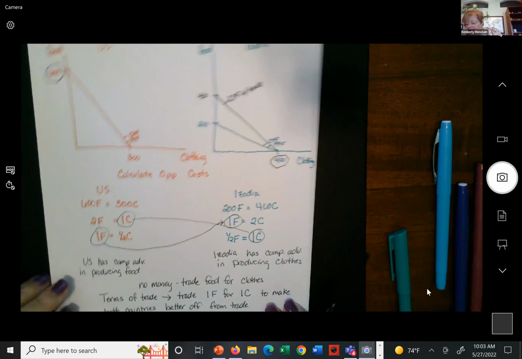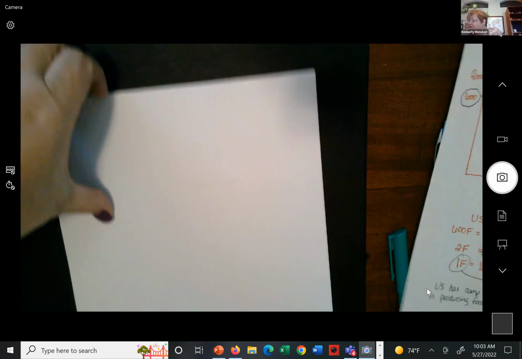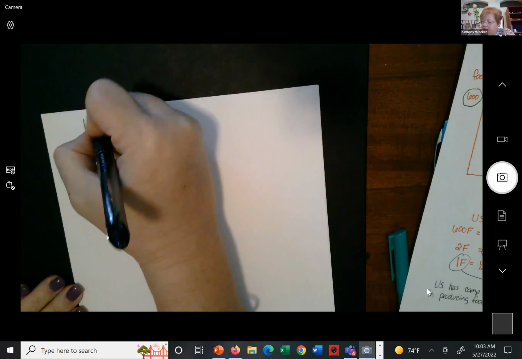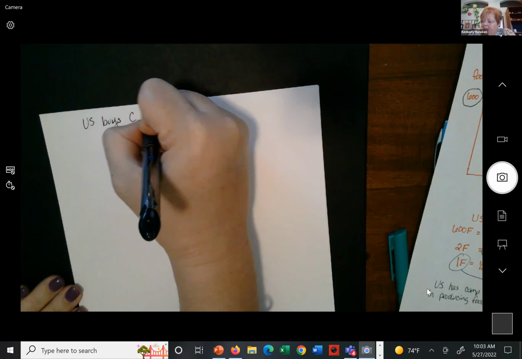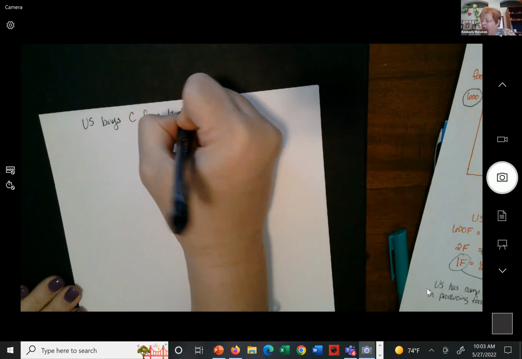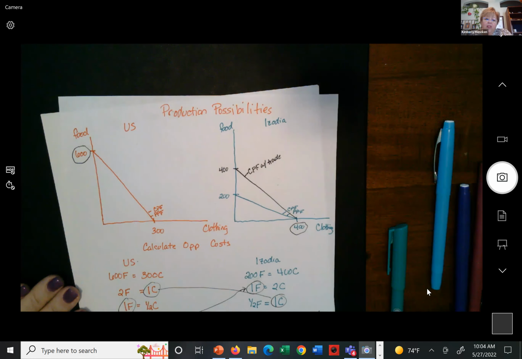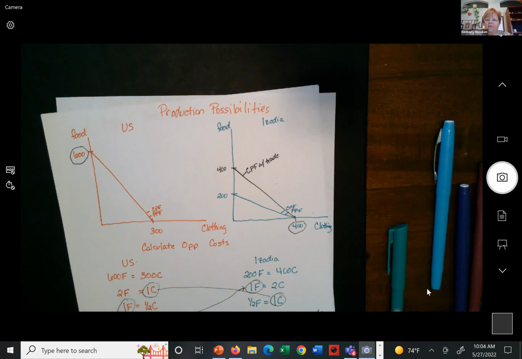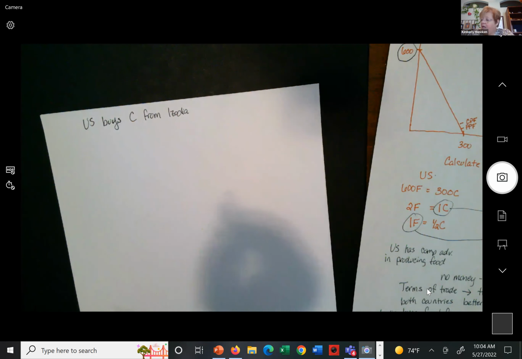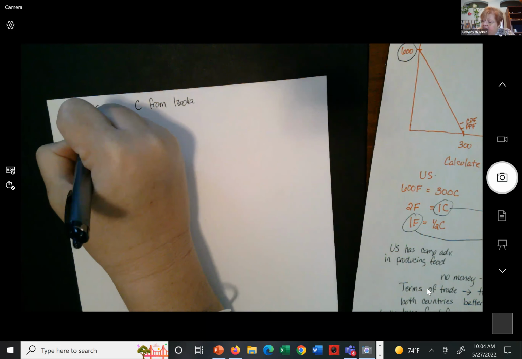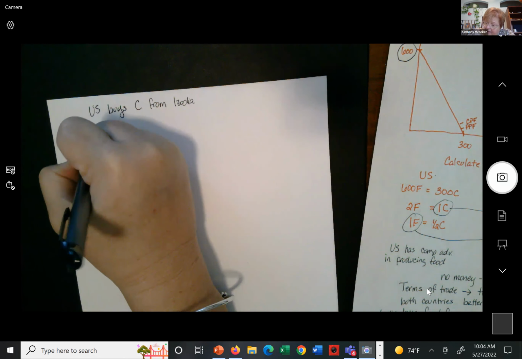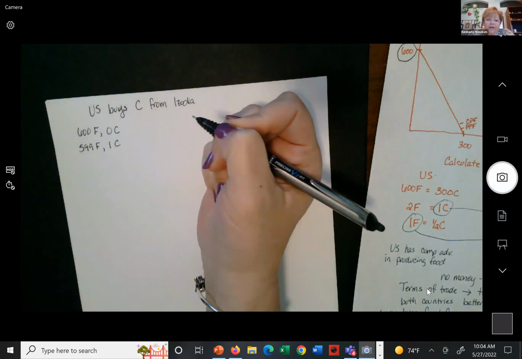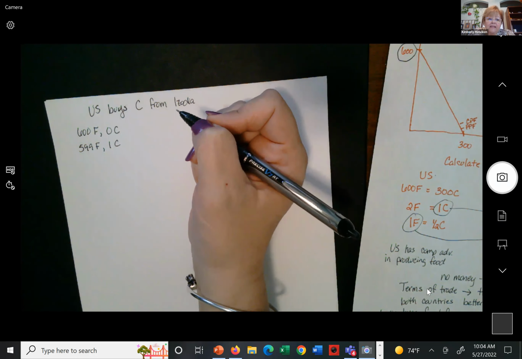So now let's go look at the United States. All right, so the United States is going to buy clothes from Izadia. Because right now the United States has 600 food, no clothes. So again, they are well fed, but naked. That's not good. So we want to get some clothes in the United States. And so they start with 600 food and zero clothes. That's where they are. They could trade away a food to buy one clothes. That's not going to get them very far with 100 million citizens.